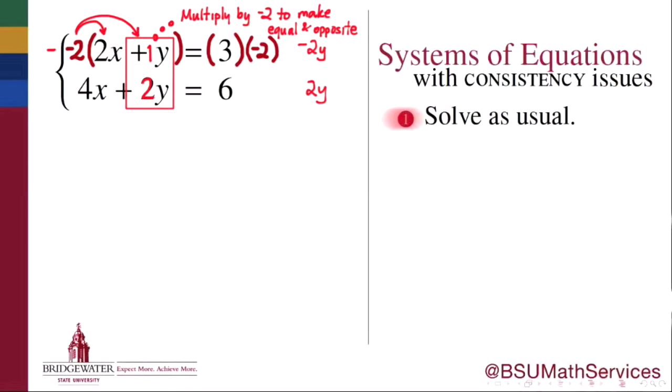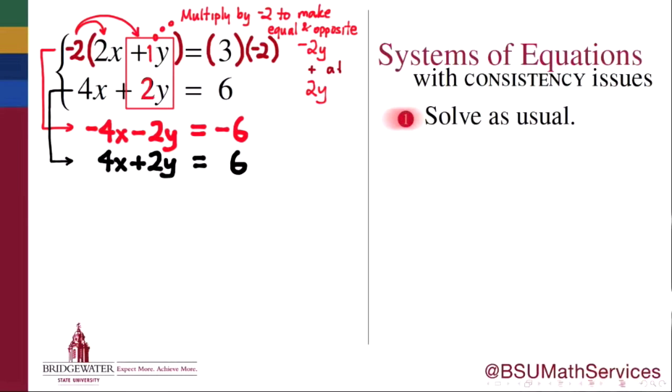So I'll multiply the first equation by -2 to get -4x minus 2y equals -6. The second equation remains 4x plus 2y equals 6. And so to eliminate y, I can merely add the two equations together. But when we do that, something surprising happens.